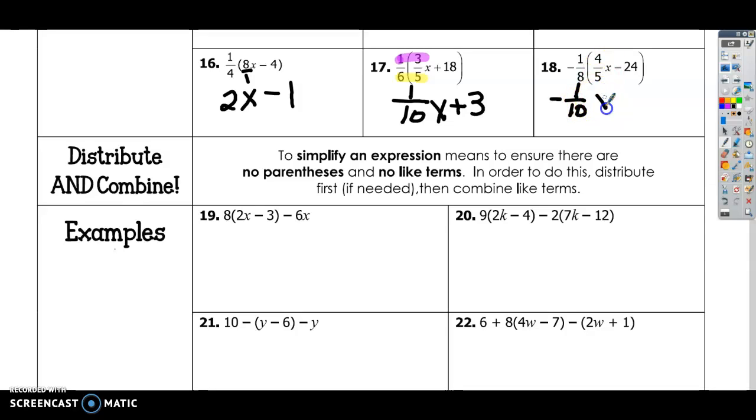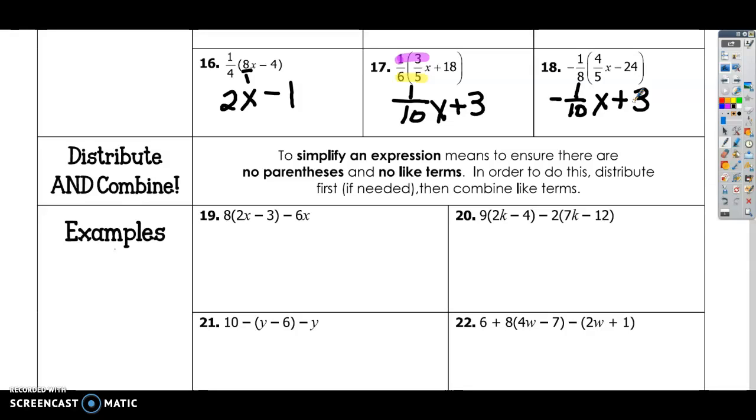Again, we want to bring the x down. And then 1/8 of -24. So I've got a negative and a negative, so I know this is going to be a positive. Go ahead and take care of your sign. And then 24 divided by 8 is 3. So fractions, hopefully not too bad.